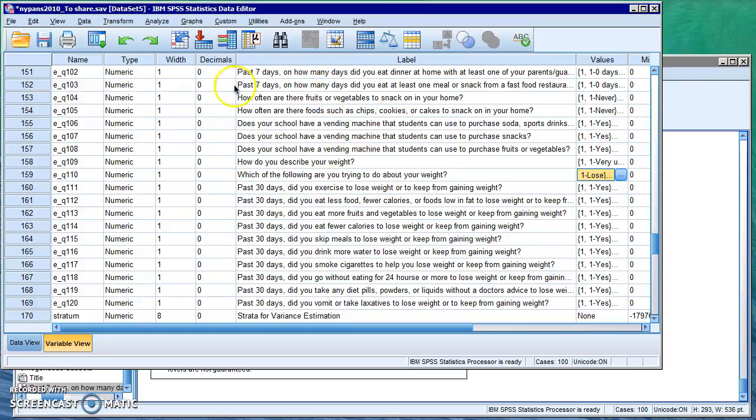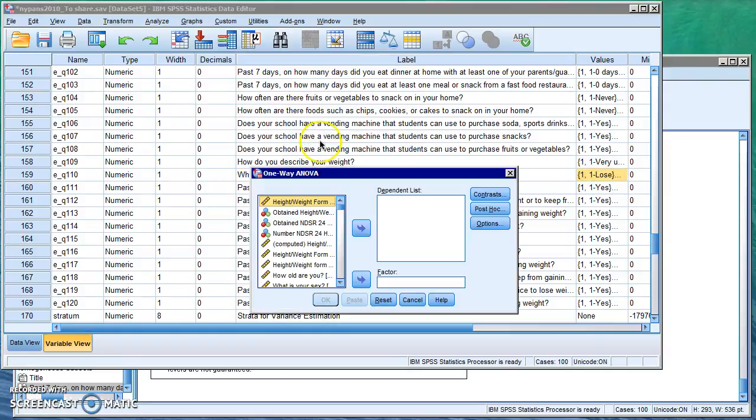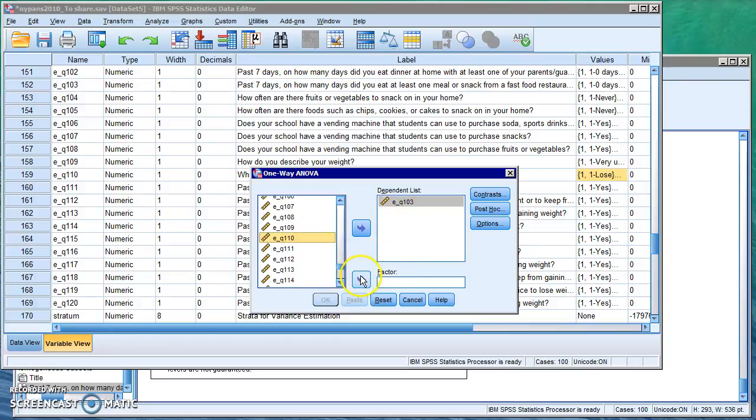And now we want to conduct our test. So first we start with analyze, compare means, one-way ANOVA, and we want to change over to variable names. It might be a little easier to read. We scroll down. The number of days we think is our dependent variable, the number of days that they eat fast food. And if they're trying to do something about their weight is the factor.